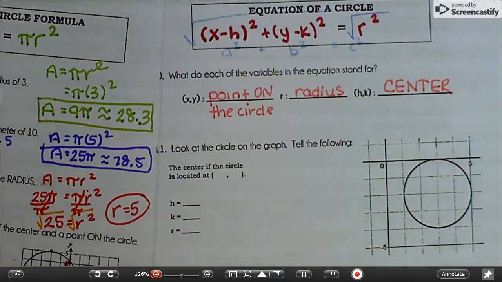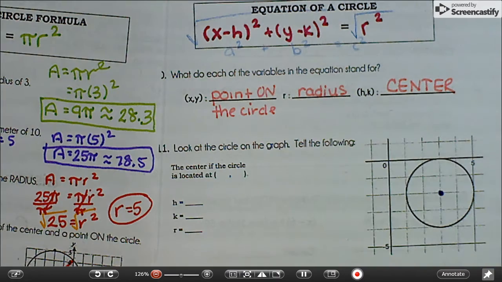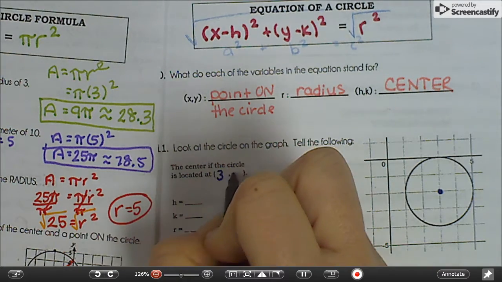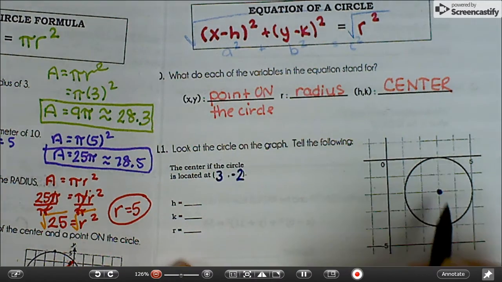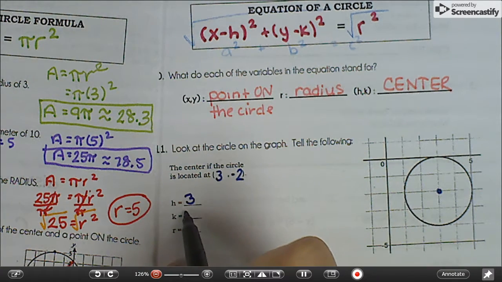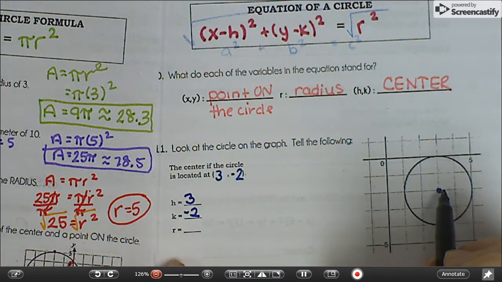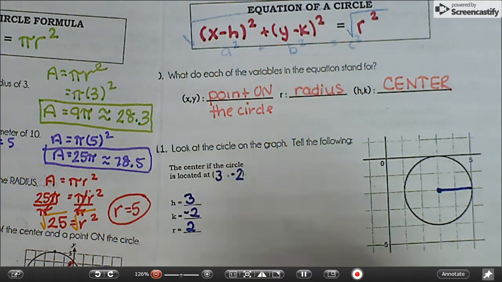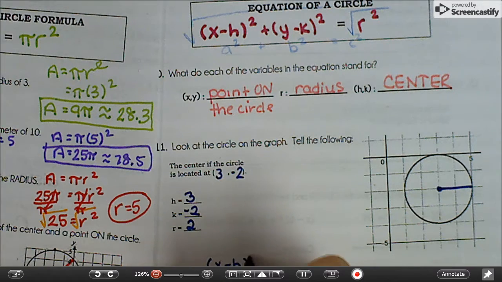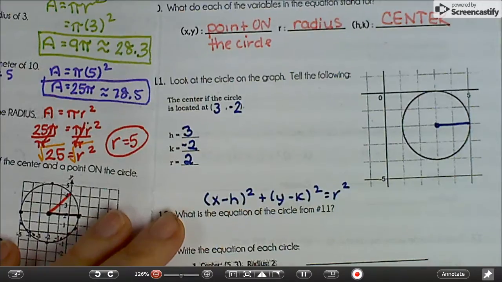All right, so we're going to look at this graph and tell what the center is. There it is, the center of the circle. So that's 1, 2, 3, -2. If the center of the circle is (h, k), then h is 3 and k is -2. The radius, again, we can count, is 2. And I'm just going to write it again here. (x - h)² + (y - k)² = r² is the equation of a circle.